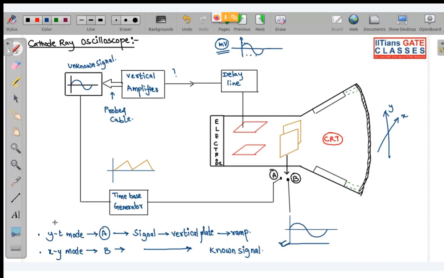So basically in YT mode we do analysis of an unknown signal. In XY mode, basically, we determine what? We determine the frequency and phase of the unknown signal. Is it clear?